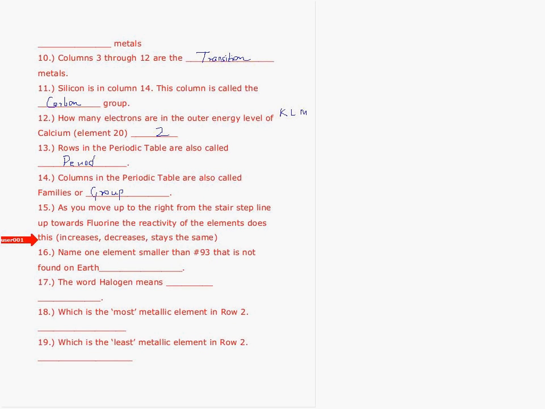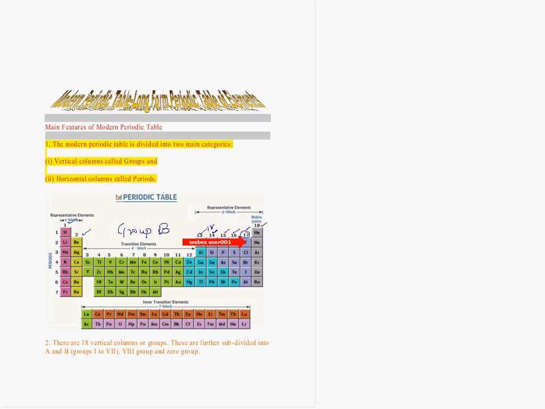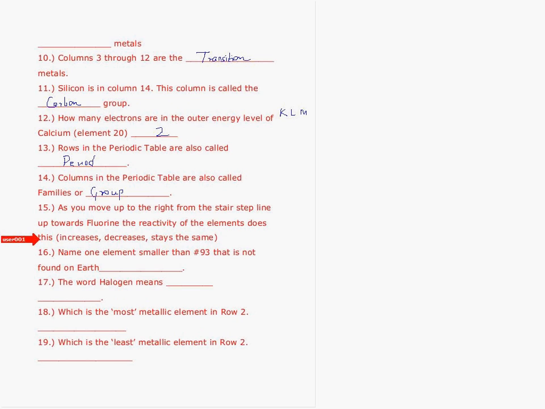Okay, I'll help you. As you move up to the right from the step line towards fluorine, the reactivity of the element increases. This is the most electronegative element, fluorine. Why? Because they have the tendency of taking one electron, and one electron can make them stable. Their orbit will be completely filled, right? So we can say it increases.